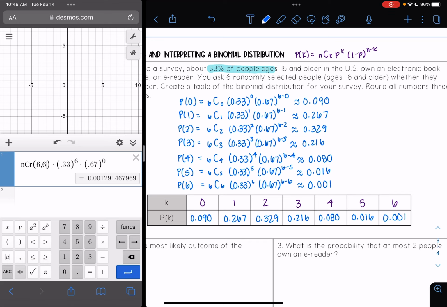So things you notice: we just go up 1 each time on the k value for my combinations here, starting at 0. Same thing with the 0.33, it started raised to the 0 power and it goes up 1 each time. 0.67 starts at the 6th power and goes down 1 each time. So that's a pattern that we see there. And if you were to add up all of these, it would get you approximately 1. It may not be exactly 1 because we did round.